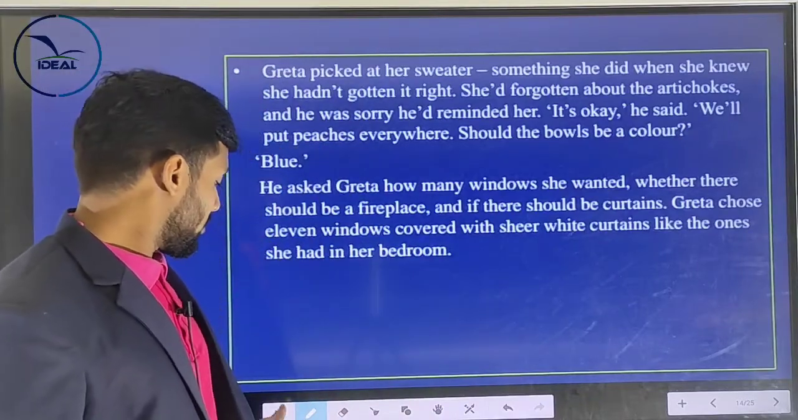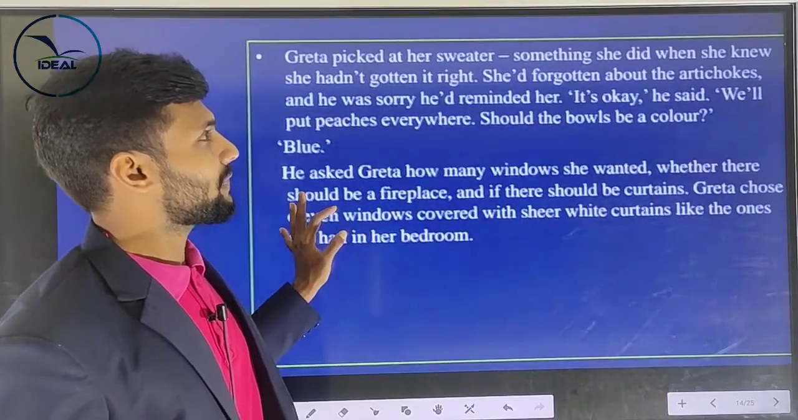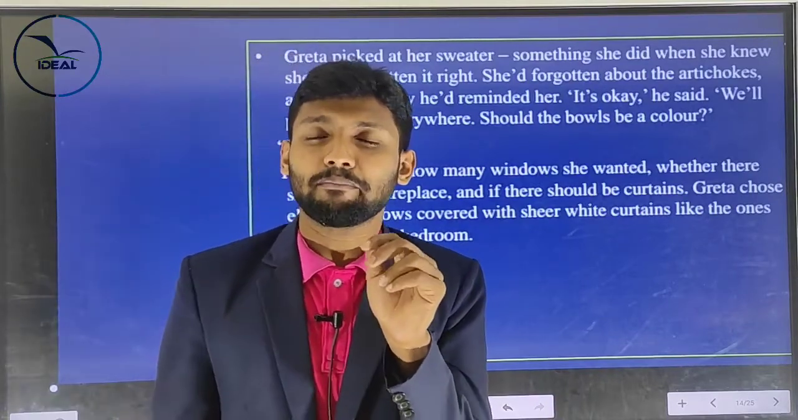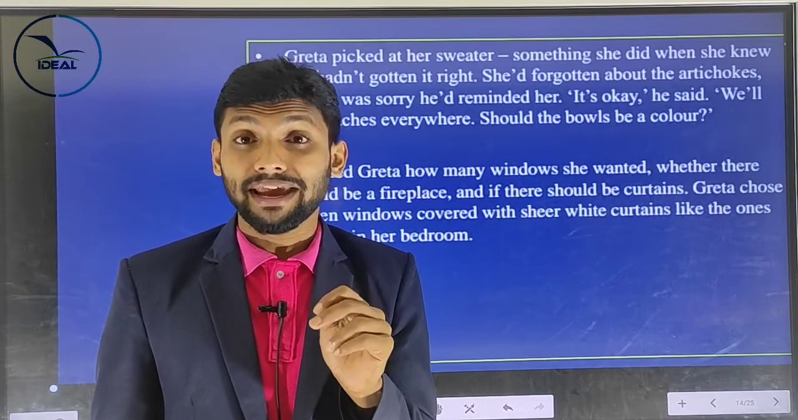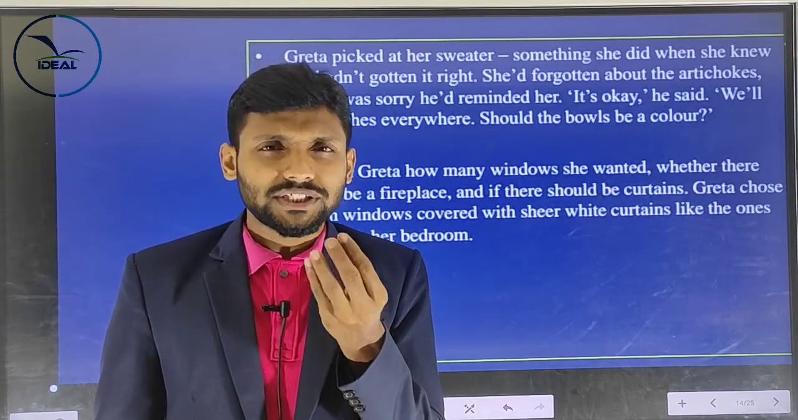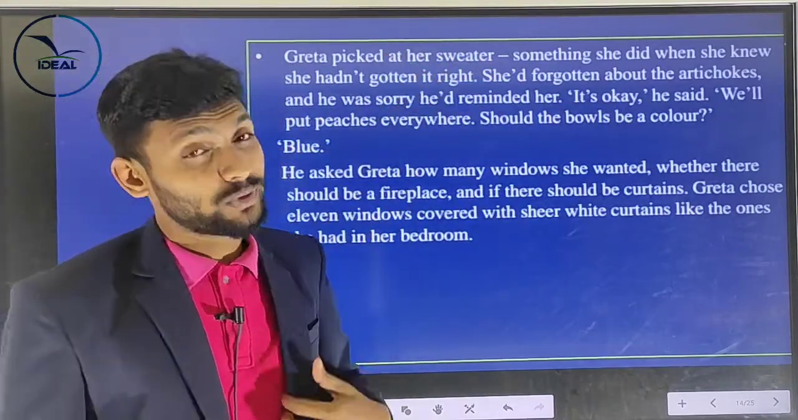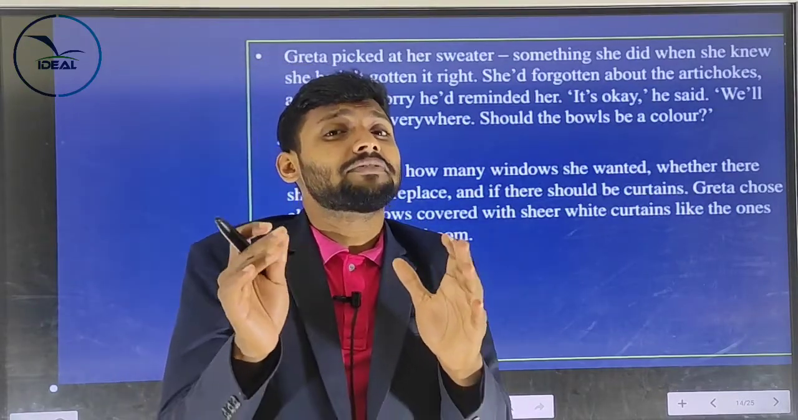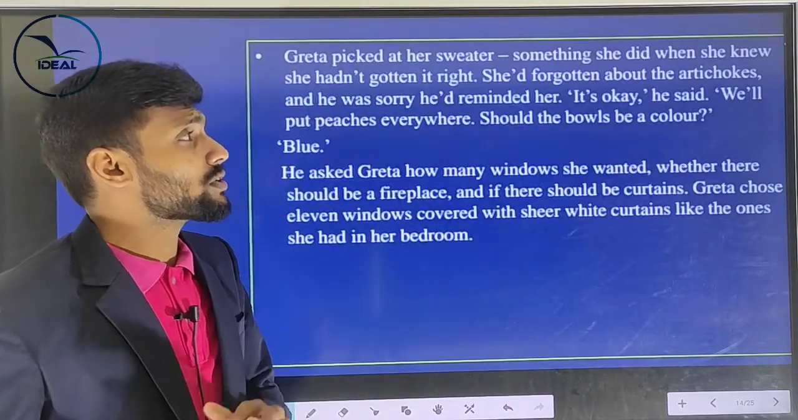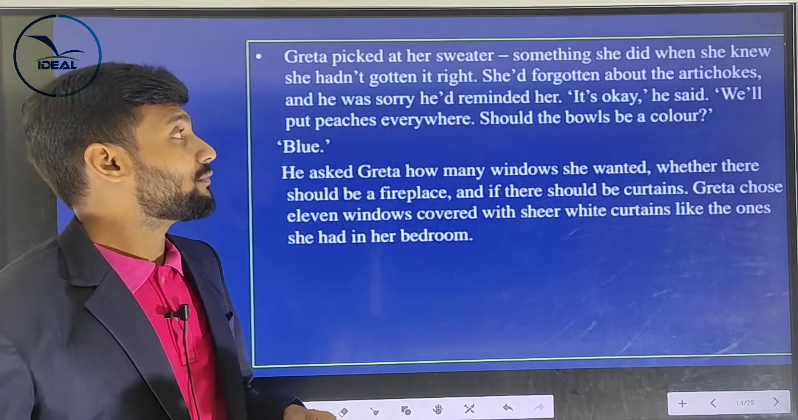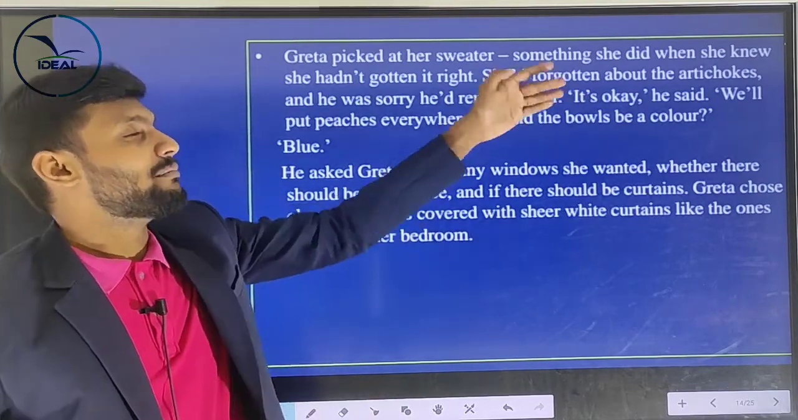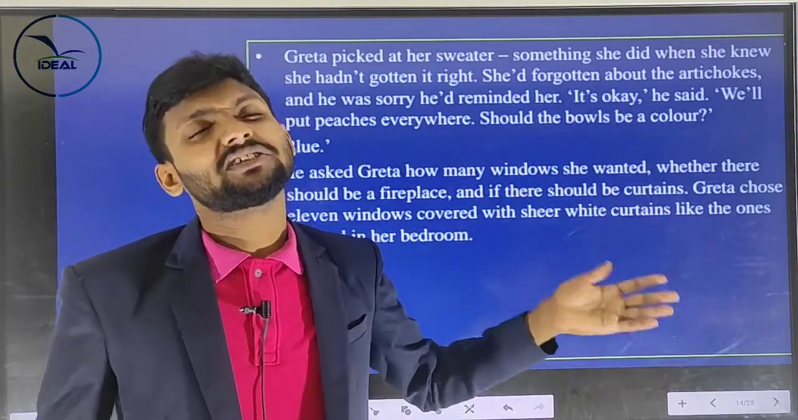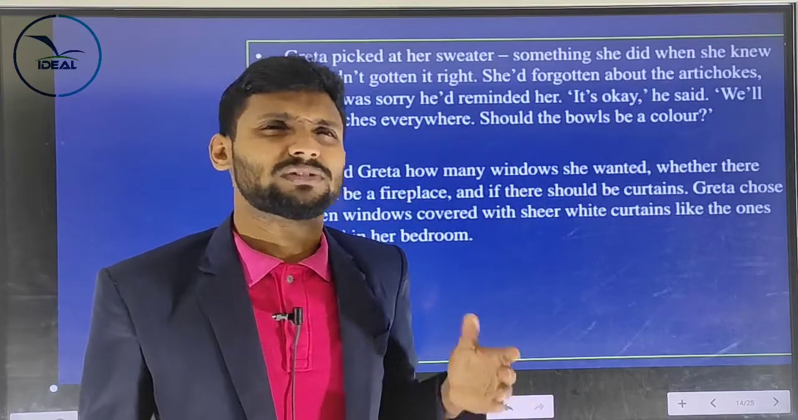Look. Greta picked at her sweater, something she did when she knew she hadn't got it right. So, whenever she understood that she had made a mistake, she would do one thing: she would pick at her sweater. She just picked at her sweater when she understood, oh, I made a mistake. It was a usual gesture from Greta. Okay. She had forgotten about the artichokes and he was sorry he had reminded her. It means father reminded her about artichokes. Really, she told it before, then she forgot that. That's why she was ashamed.